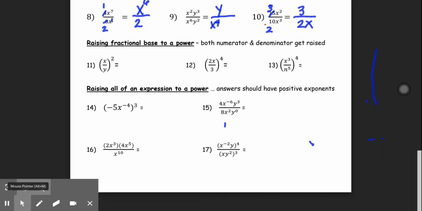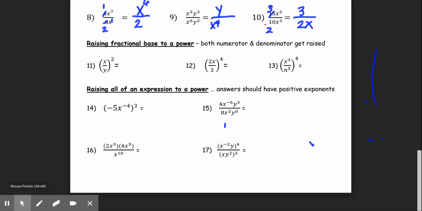All right, let's go. When it says raising a fractional base to a power, both numerator and denominator get raised to that power. So basically, this is going to be x squared divided by y squared. Number 12, this will be 2 to the 4th. So 2 times 2 is 4, 4 times 2 is 8, 8 times 2 is 16, x to the 4th, and 3 to the 4th is 81.